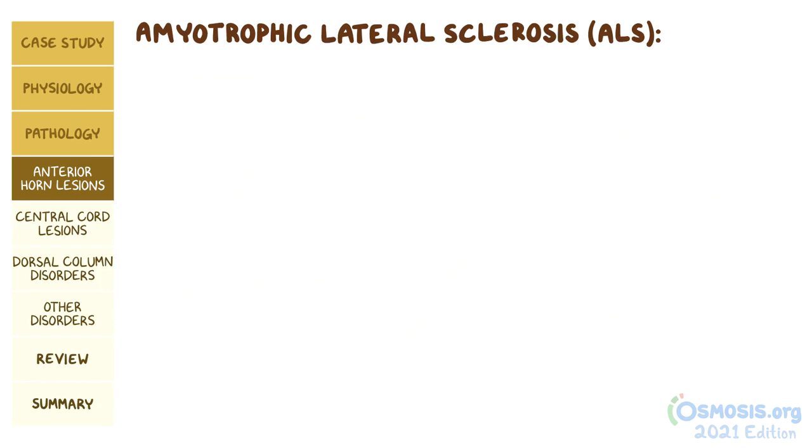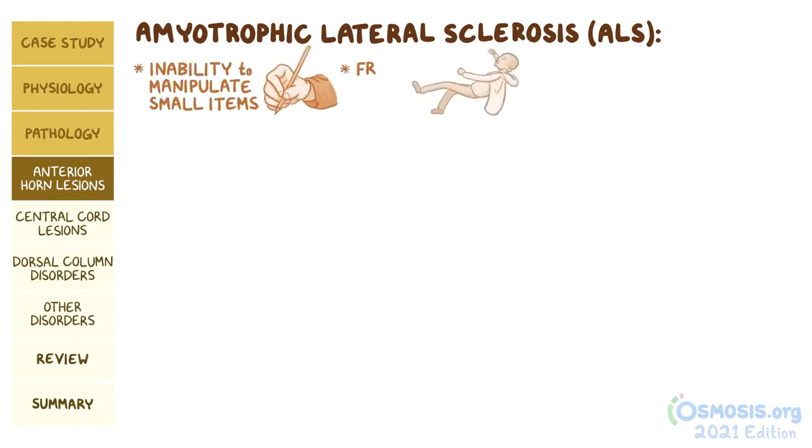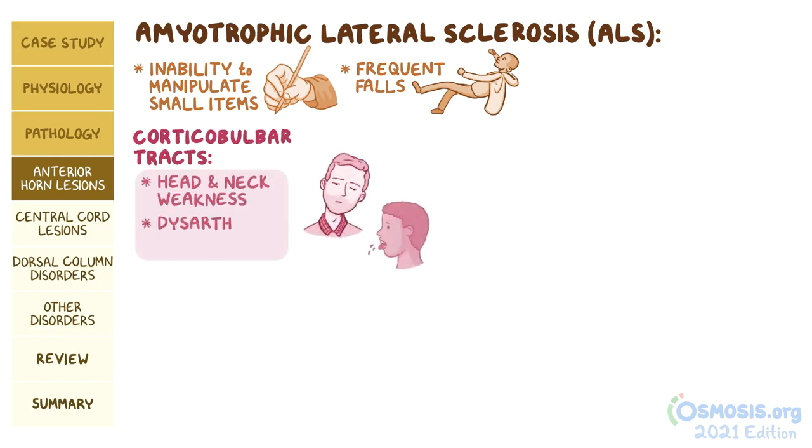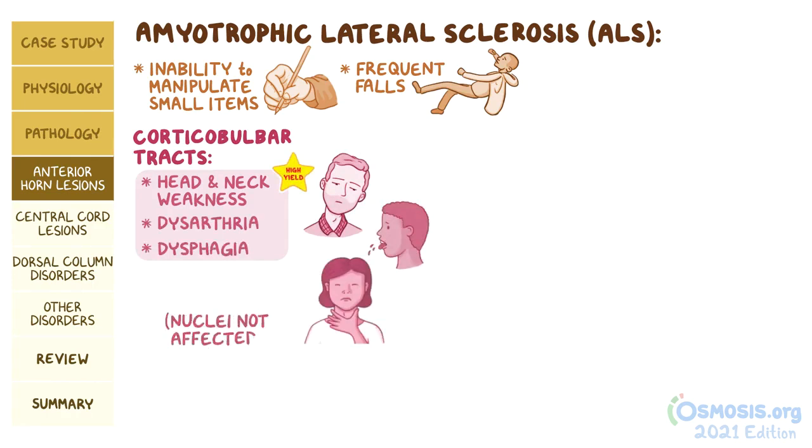Now, depending on which tract it happens to affect first, it may start with an inability to manipulate small items, or frequent falls. When the corticobulbar tracts of the cranial nerves are affected, we can have head and neck weakness, dysarthria, and dysphagia, or difficulty swallowing. And since the nuclei of these nerves are not affected, this is referred to as pseudobulbar palsy.